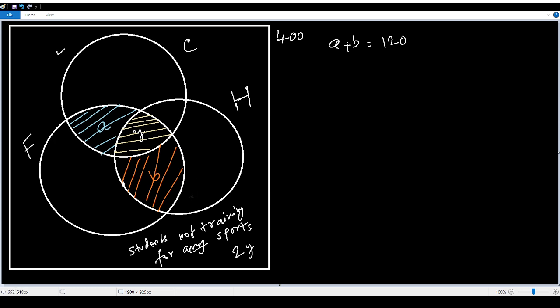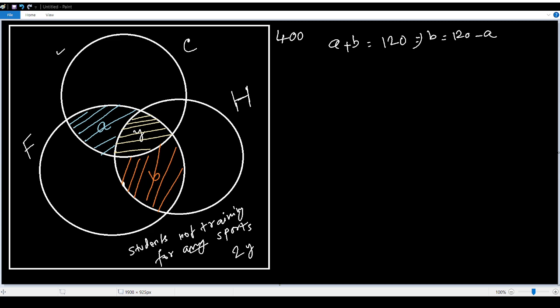Did you understand this thing? See this blue region. This blue region indicates football and cricket. This orange region indicates football and hockey. And it is written that the number of people who have enrolled in football and one other sport is 120. So that means A plus B is 120, right? Yes, sir. This implies B is equal to 120 minus A. We will use that at some later point of time.